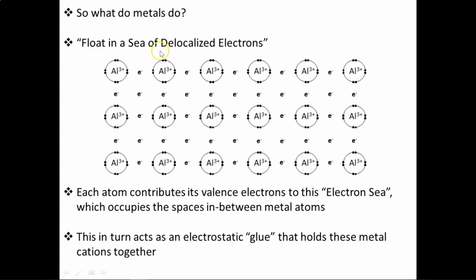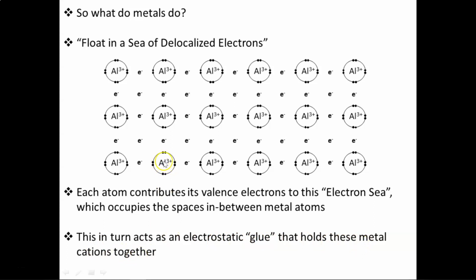Now, when we say delocalized, what we mean is that the electrons are no longer stuck in one location. So for instance, if we look at this aluminum atom over here, let's say it releases its valence electrons. Those electrons that are released do not have to stay in the general vicinity of the atom where it originated from. Instead, these electrons are allowed to float away to a different part of the electron sea. This in turn acts as an electrostatic glue that holds these metal cations together.